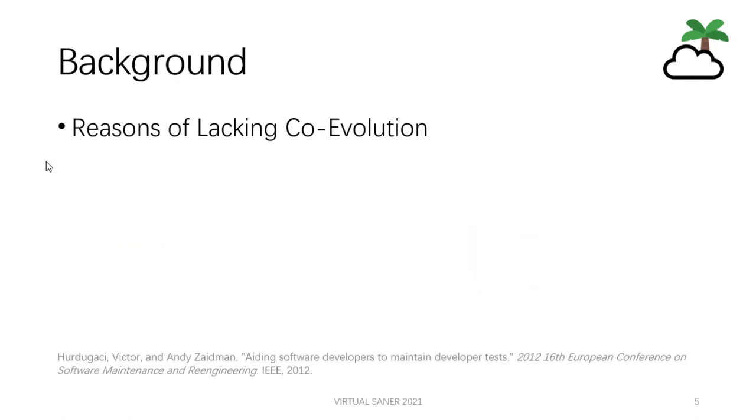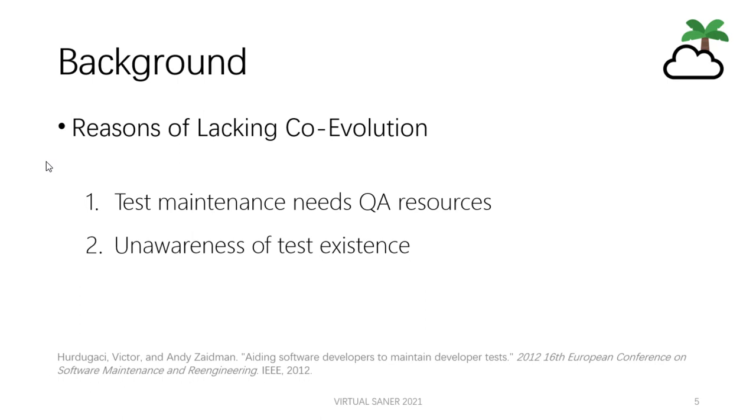Existing work points out several reasons for the lack of such coevolution. First, test maintenance is an expensive operation. It requires additional QA resources. And second, the developer may be unaware of the existence of a particular test, and this test easily becomes outdated. Or the developer simply had no time to run the test. Thus, the failing test case cannot be discovered.